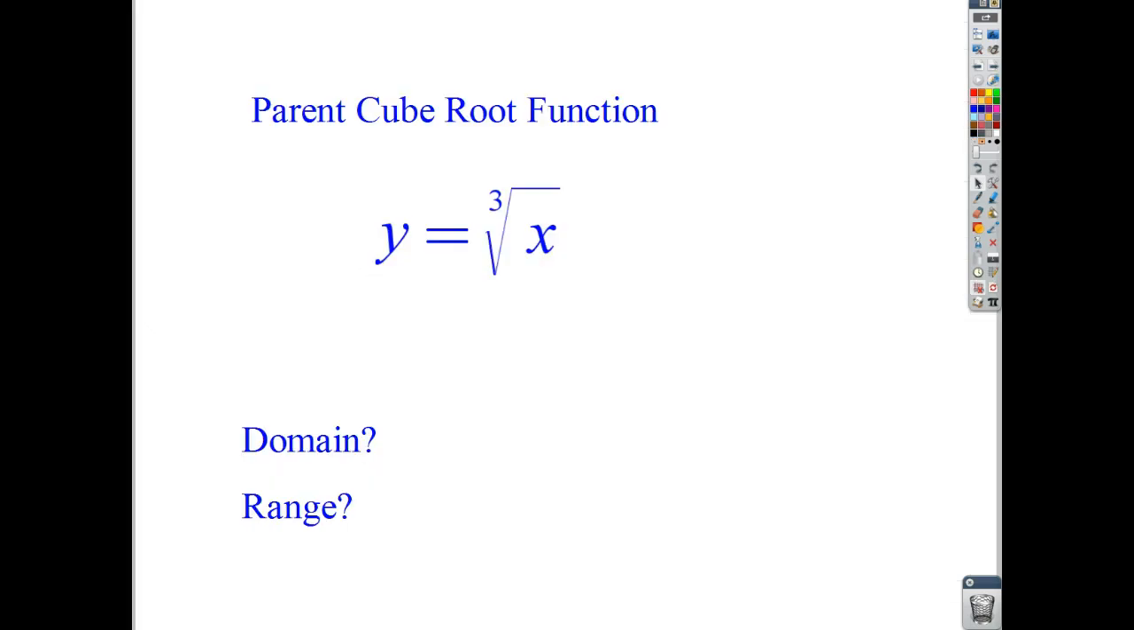Let's take a look at cube root functions. So I've got y is equal to the cube root of x. So in this case, what is my domain in this one? My domain in this one is going to be x as an element of real numbers. X is real numbers. I can plug in any number in there, okay?